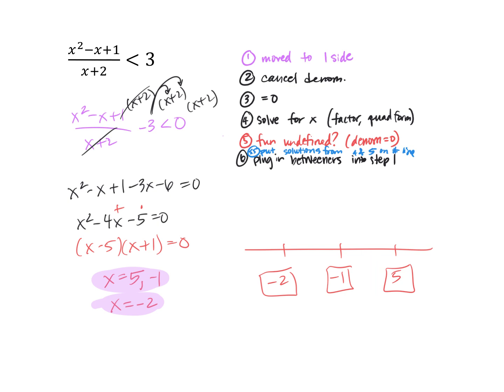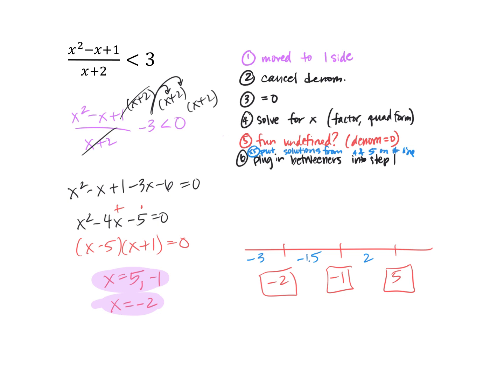Then we fill in some in-betweeners. What's the number that's smaller than negative 2? Between negative 2 and negative 1? Between negative 1 and 5? 2. Bigger than 5? 6. I dig it.